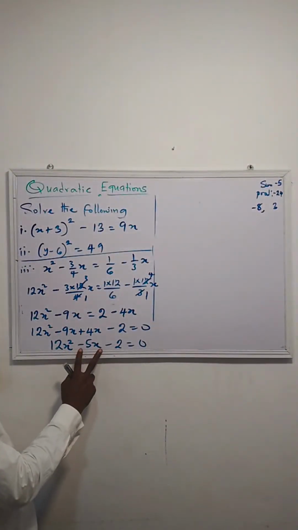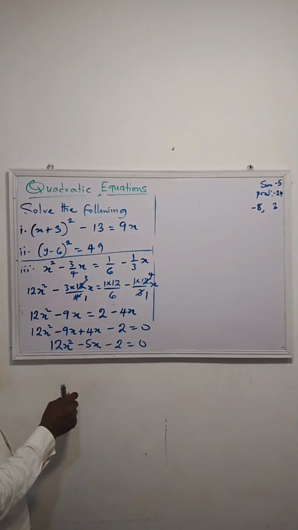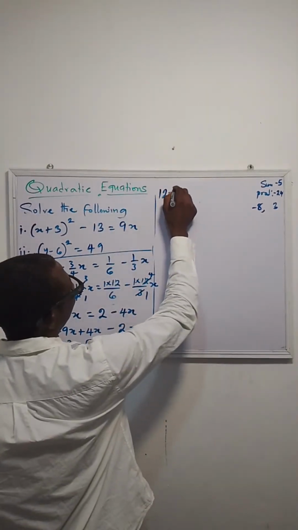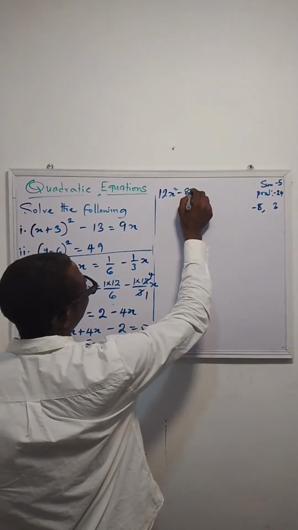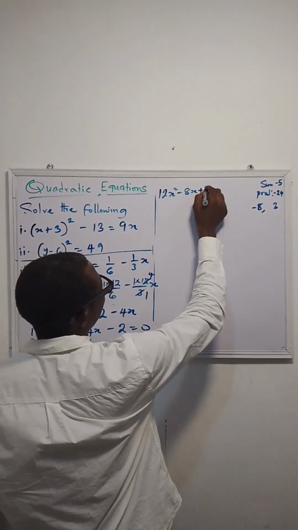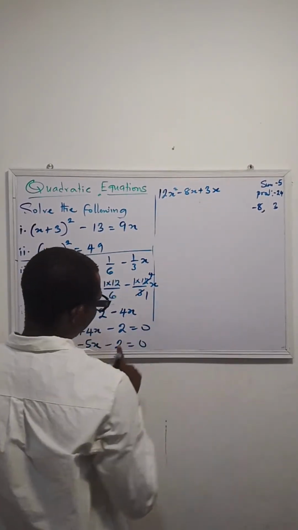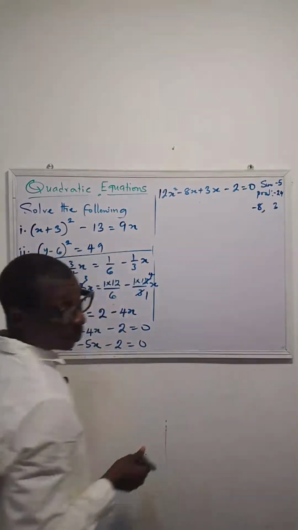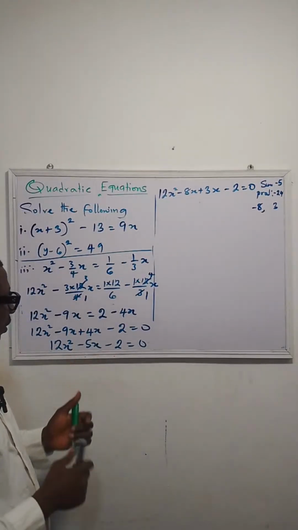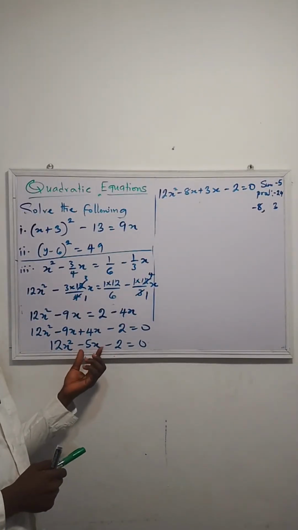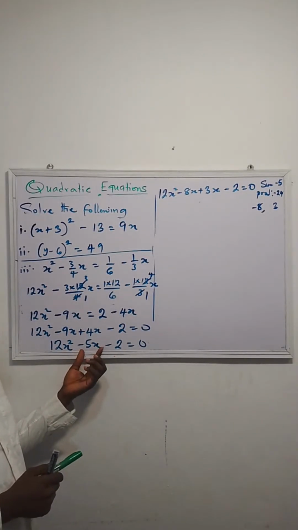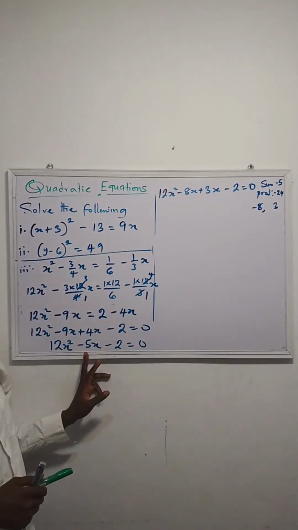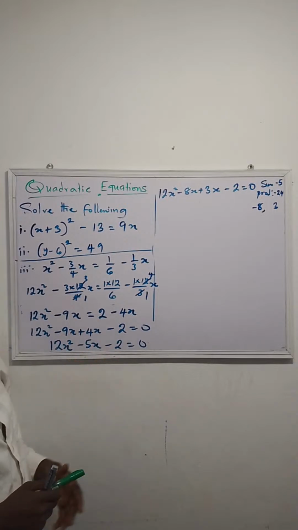So we can incorporate that here. It's going to replace the negative 5 here. So we have 12x squared, negative 8x plus 3x and negative 2 equals 0. I hope you understand that. All we just did was divide negative 5x into two parts. And of course now it's the same thing as negative 5x. So we have not created anything new.